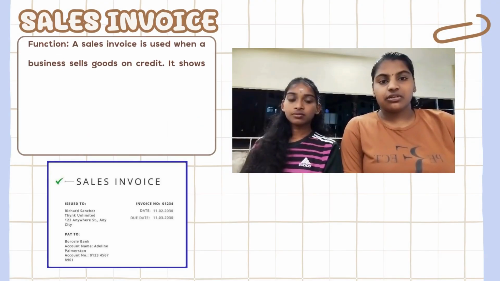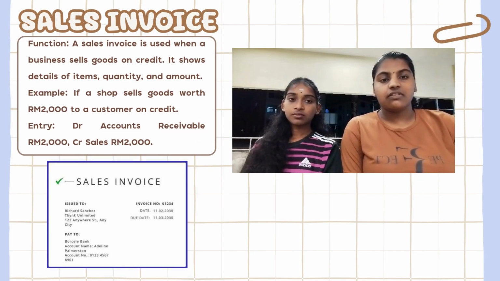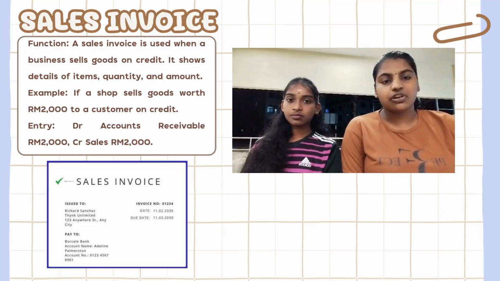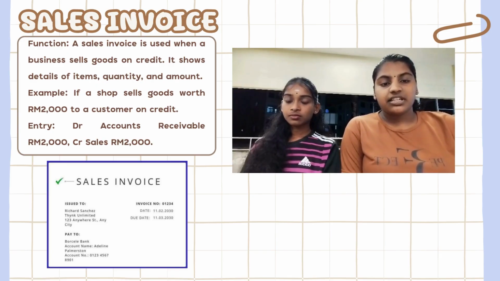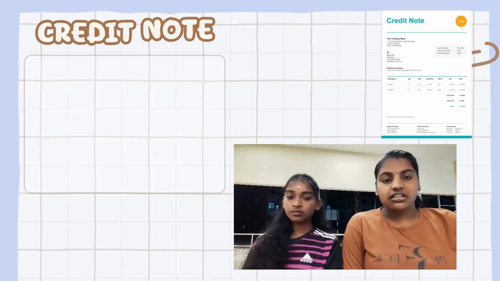Five source documents. First, sales invoice. Function: a sales invoice is used when a business sells goods on credit. It shows details of items, quantity and amount. For example, if a shop sells goods worth 2000 ringgit to a customer on credit, entry: debit accounts receivable 2000 ringgit, credit sales 2000 ringgit. Book of prime entry is the sales journal.